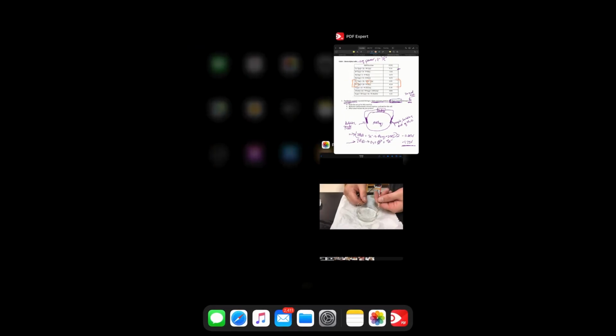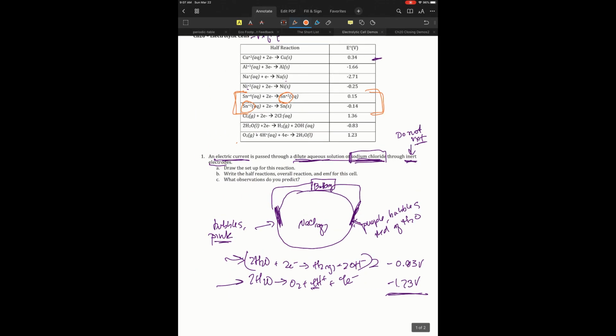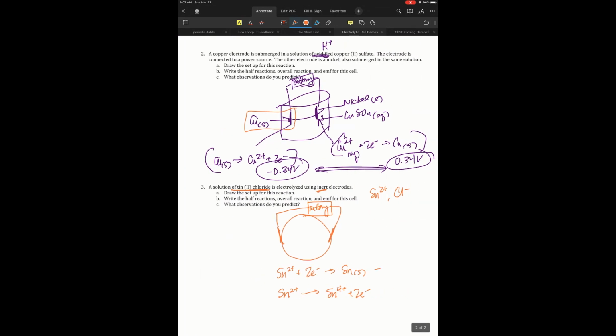So let's go ahead and write that out, right? So we've got some Sn2+ plus 2 electrons is going to give us some Sn solid. We also have some Sn2+ is going to give us Sn4+ plus 2 electrons. And that voltage is going to be negative 0.14 and negative 0.15.